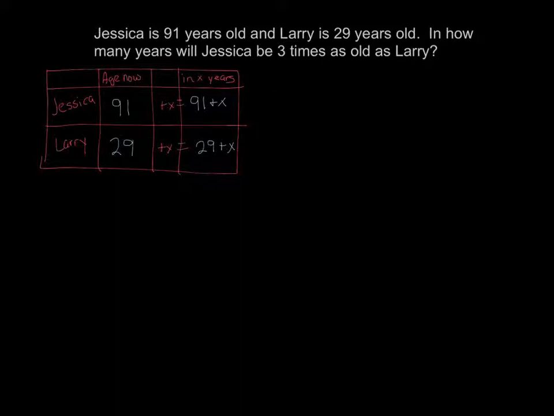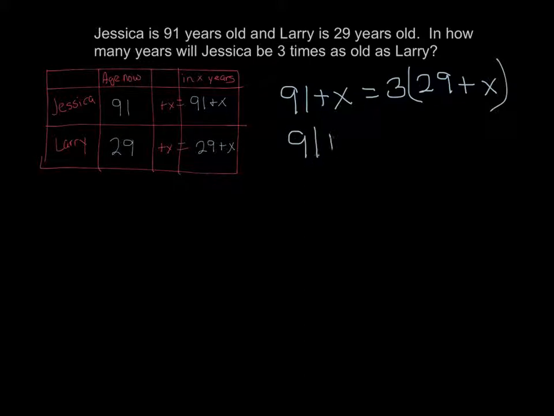Now it says in how many years will Jessica be 3 times as old as Larry? So we have Jessica will be, or equals, 3 times Larry's age, which is 29 plus x.